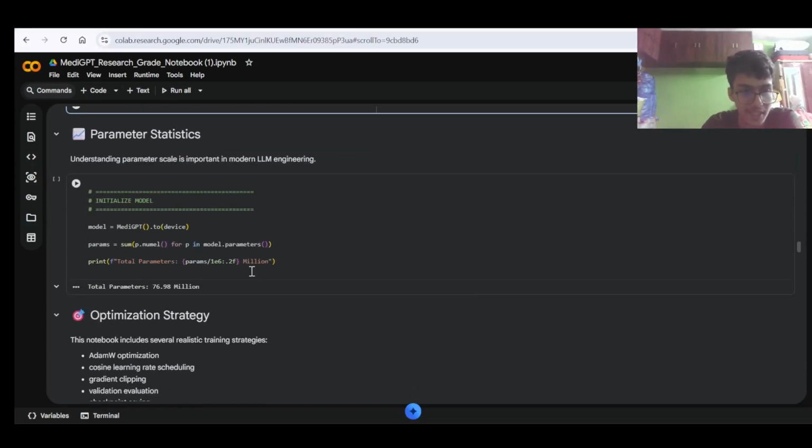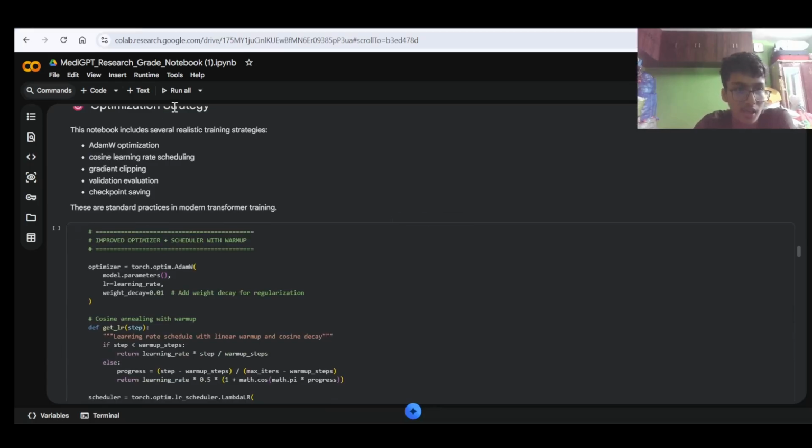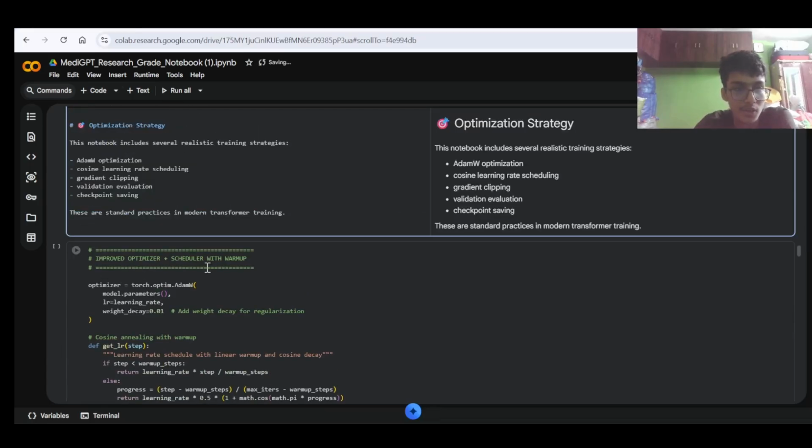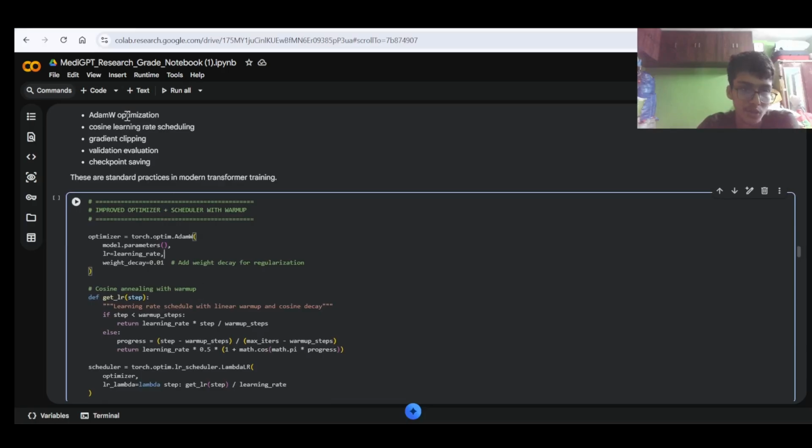Then we go to parameter statistics, the total number of parameters. This is what the trainable parameters mean. There are so many parameters in just one SLM. Imagine if I was building an LLM, it would be from billions to trillions. In just an SLM like this, it has over 77 million parameters. And this is AdamW optimization, which uses momentum. Simple gradient descent can fluctuate or may not find the global minimum, it can find a local minimum. So that's why we're using AdamW optimization, and gradient clipping is also used in AdamW.